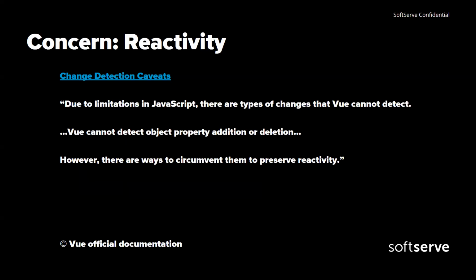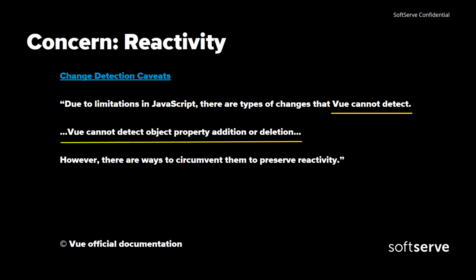So the first concern, and the largest one, I think, is reactivity. Reactivity is one of the greatest features Vue proposes to us, and unfortunately, it has some concerns. This is a quotation from the Vue official site. You can see here that Vue is not perfect in reactivity, in terms that JavaScript cannot detect some changes we can make on our object. To be precise, Vue cannot detect property deletion or property addition.